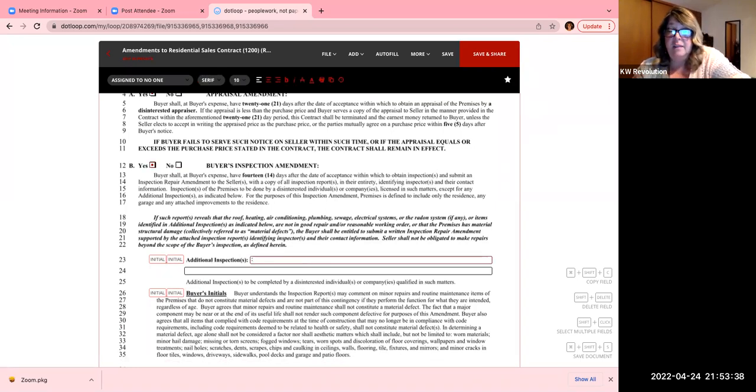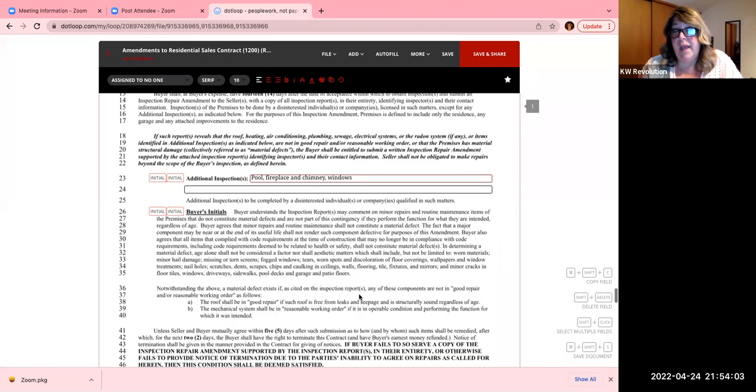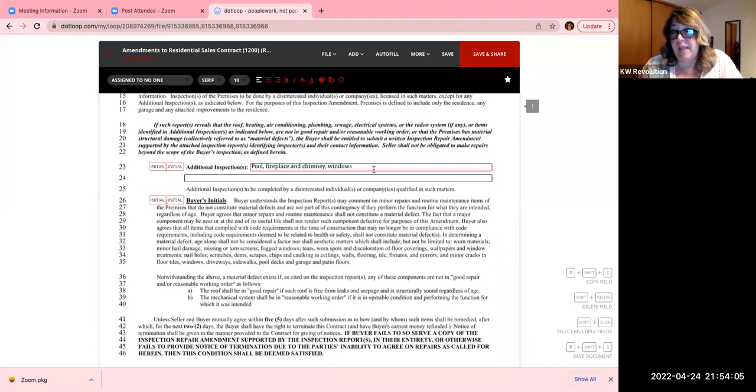So let's say they have a pool and I want the pool inspected, and I want the fireplace and chimney inspected. You can also add windows. If you didn't have a chance to open and shut all the windows, you're not sure if they're all working, you can add that in. And that would be an additional inspection that you would want to add to a repair amendment if things came up on it.